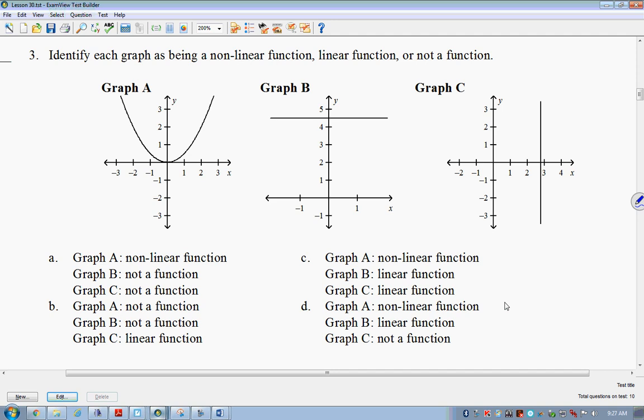How could I test? Yep, does not pass the vertical line test. Okay, so we're going to say what? Not a function. Okay, so we got nonlinear function, which is A, C, and D. Then we get linear function, so that gets me down to C and D. And then we have not a function, which just brings me to D, right? All right.